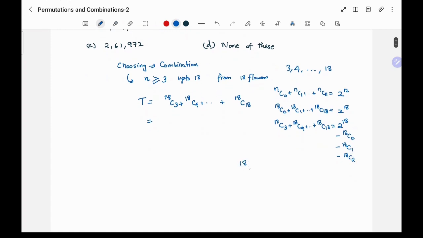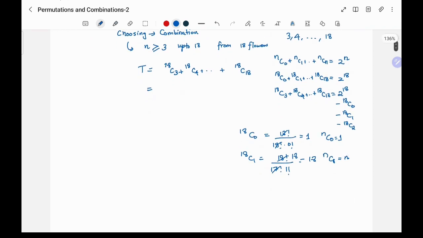So if you see 18C0, this is nothing but 18 factorial by 18 factorial into 0 factorial. So it cancels, it is 1. So this we already saw, any NC0 is 1. Next is 18C1. What do we have? 18 factorial by 17 factorial into 1 factorial. So this and this goes by 18 and this is just 1. So we get 18. So NC1 is always equal to N. So these both we already know. Only 18C2 we need to calculate.